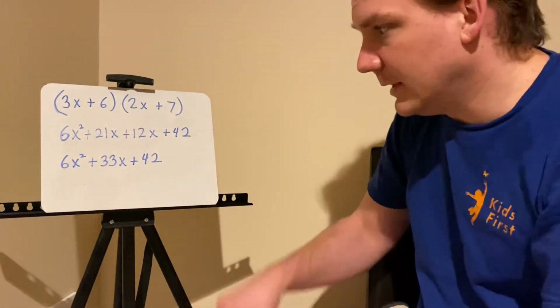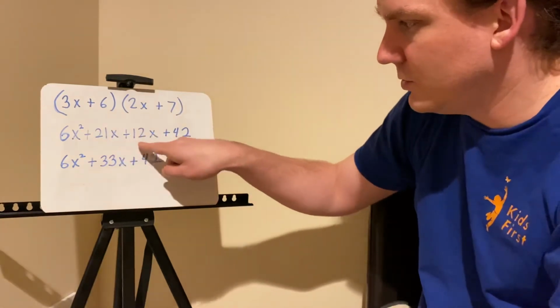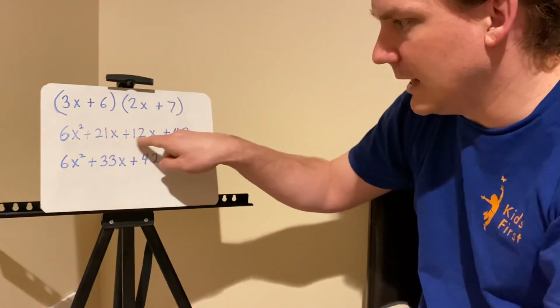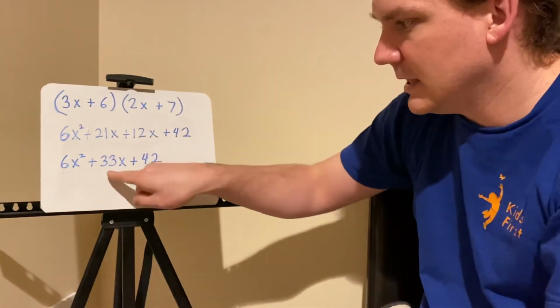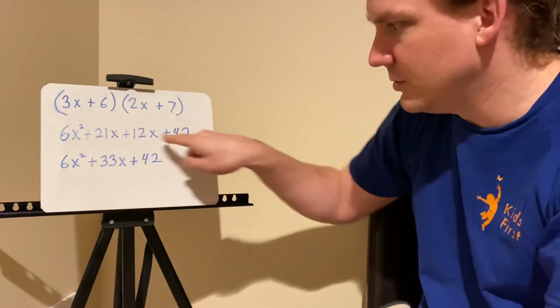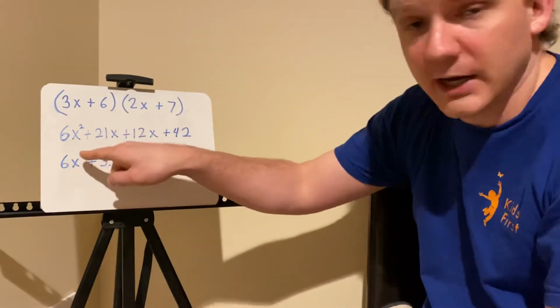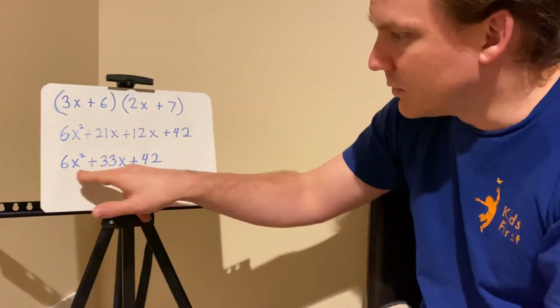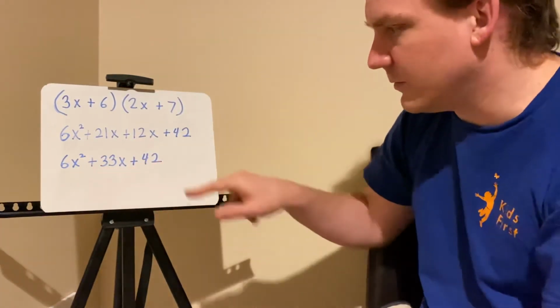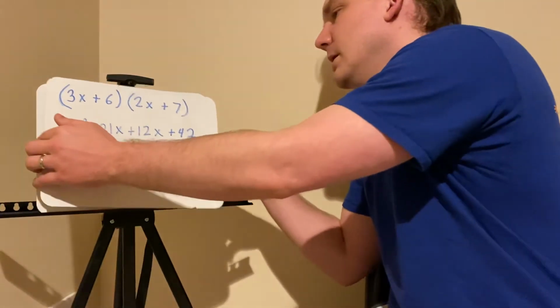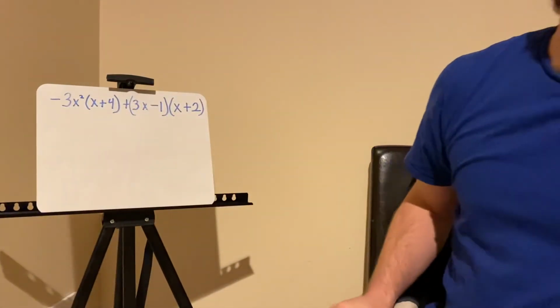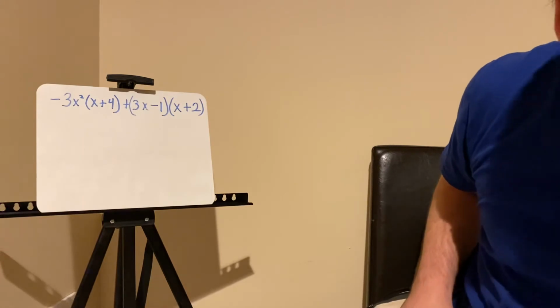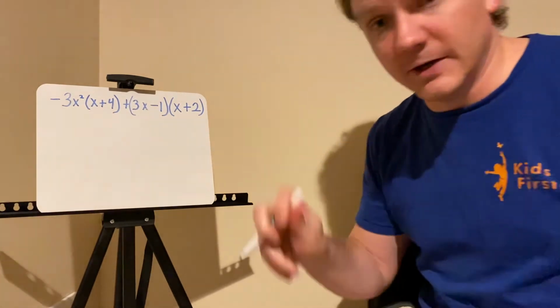Now we can combine like terms. In this case, we have two x terms, so we can combine 21x and 12x. Gives us 33x. The other two do not have like terms, so we end up with what's a trinomial, a three-term polynomial here. 6x squared plus 33x plus 42. Of course, sometimes we'll have to do all of them at the same time. Let's have some fun with this one.